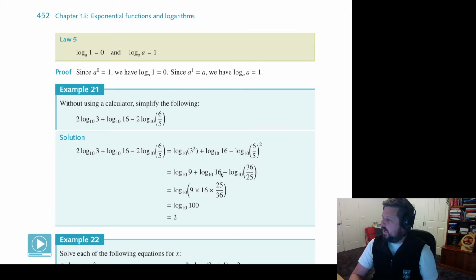Here, this one we're subtracting, and we've got this fraction here. So remember, subtraction means dividing by this fraction. So they could have written it as 9 times 16 divided by 36 over 25. However, as mathematicians, we should know with fractions, if you're dividing by a fraction, it's the same as multiplying by flipping that fraction upside down. So rather than saying divide by 36 over 25, they've written it as multiplying by 25 over 36. So flip that fraction upside down.